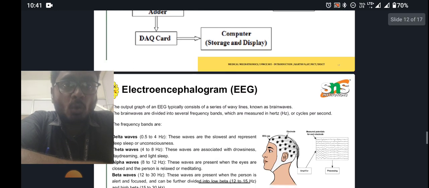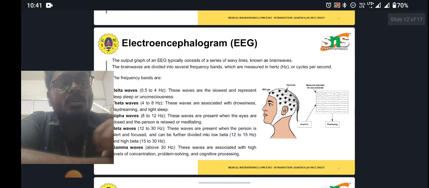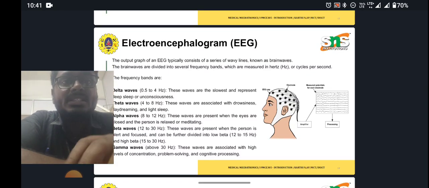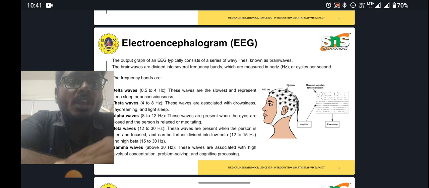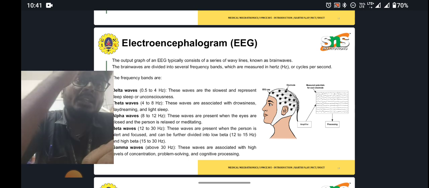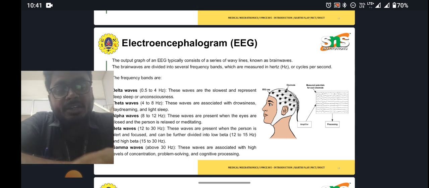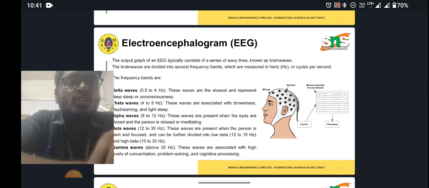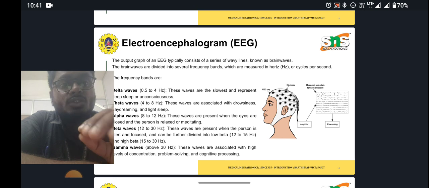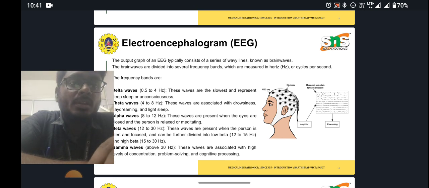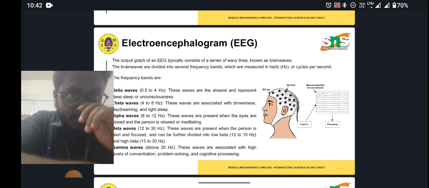describe the particular output. The output graph of an EEG typically consists of a series of wavy lines known as brain waves. These brain waves are divided into several frequency bands which are measured in hertz or cycles per second. The frequency waves are delta waves, theta waves, alpha waves, beta waves and gamma waves. Delta waves vary from 0.5 to 4 hertz. These waves are the slowest and represent deep sleep or unconsciousness.